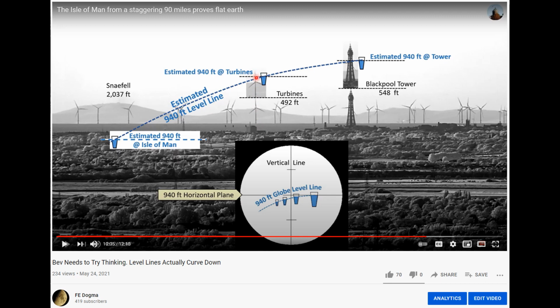Now in my last video, I even had a third measurement at the wind turbines here for 940 feet. So again, at Blackpool Tower, 24.7 miles away, this is the approximate location of 940 feet. We get 42 miles away and we see that elevation drop down, and of course it even drops down below the horizon at the Isle of Man, which is 90 miles away. And again, if Bev was correct, all three of these should have been in alignment. But of course, we live on a globe.